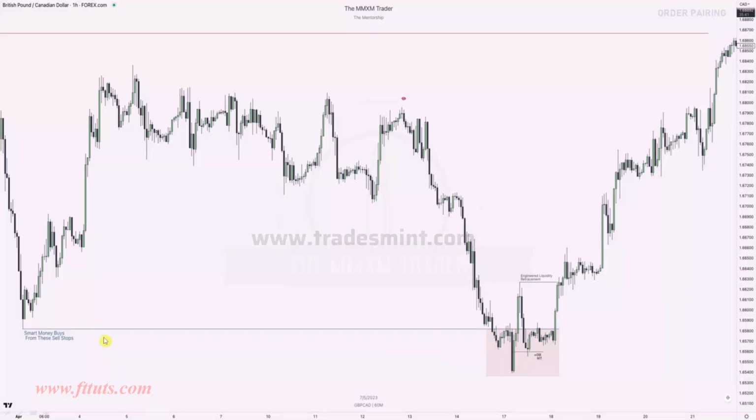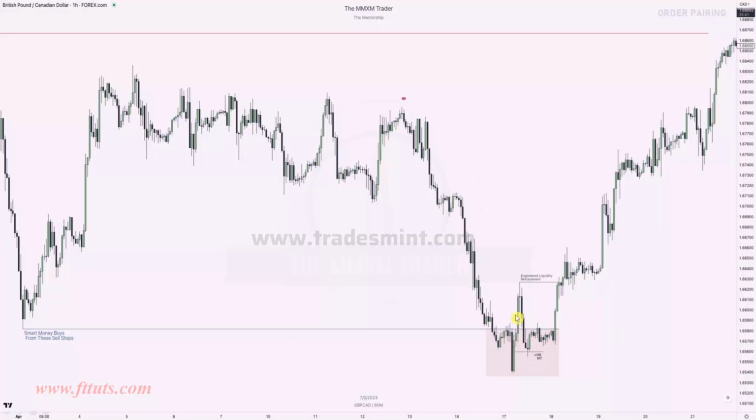So we can see that this old low down here, right? Where does smart money pair their orders, right? With willing sellers. Their sell stops down here. They're accumulating their long position in this area over here because it's below this old low, right?